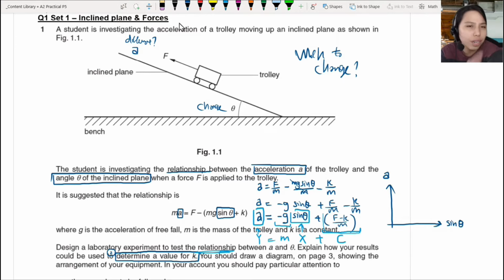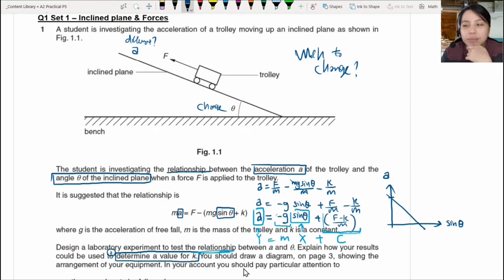So if this relationship is legit, that now allows us to study the relationship between A and theta, we should get a straight line because it's a straight line equation. No square, no square root. And this one has a negative gradient some more. So it probably looks something like this. You have an intercept and it should be a straight line.